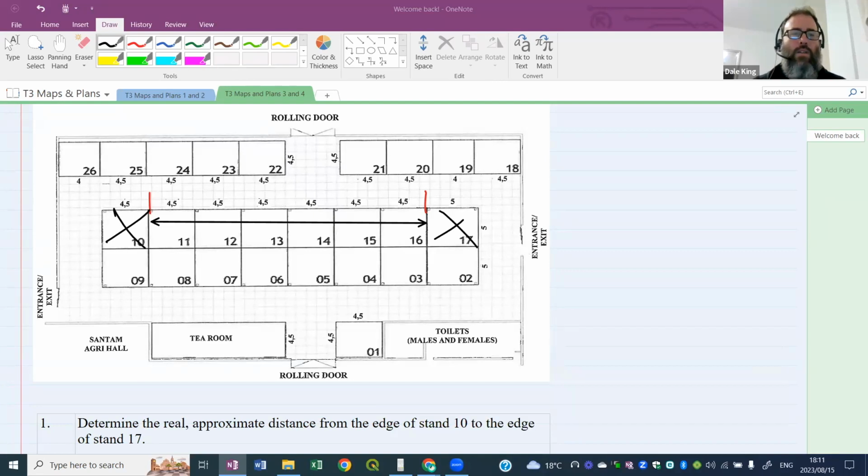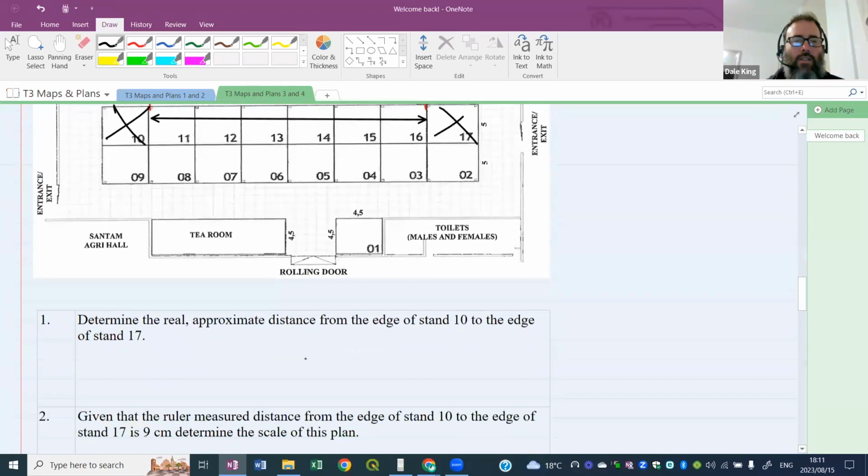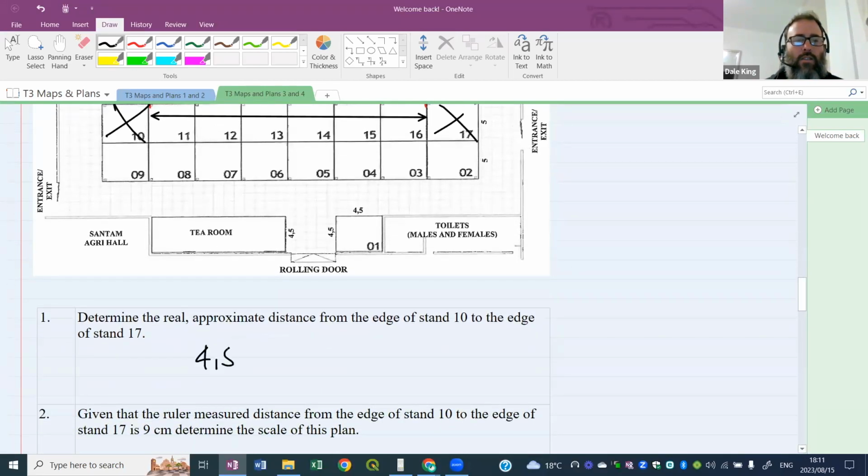All right, so what do we get? Basically, you can say 4.5 times 1, 2, 3, 4, 5, 6. 4.5 times 6 will give you the total answer of 27. Excellent. Thank you, Emmanuel, thanks for being somebody. All right, there we go. That's the approximate distance from the edge of stand 10 to the edge of stand 17: 27 meters.